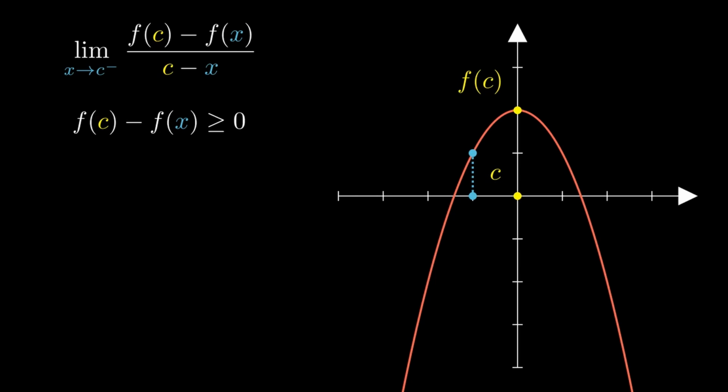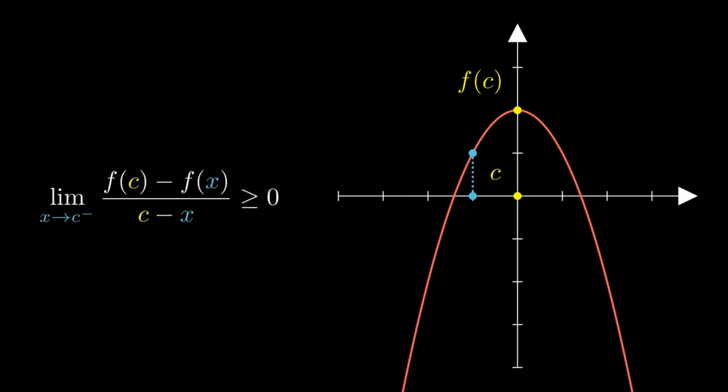Similarly, since we are choosing values of x to the left of c, c will always be greater than x. Subtracting x from both sides gives us c minus x is greater than 0. Now if we divide f of c minus f of x by c minus x, we have a non-negative number divided by a positive number, which will result in a non-negative number. Combining all this gives the result that the limit from the left is greater than or equal to 0.